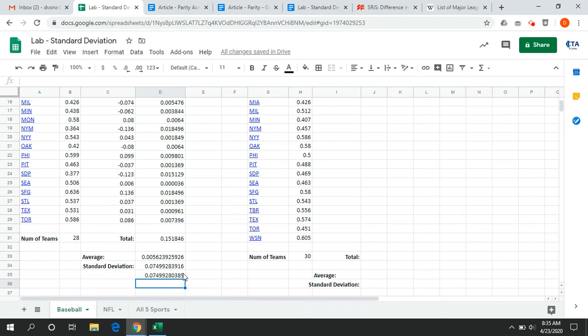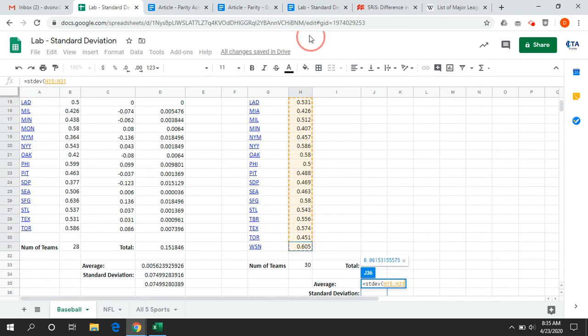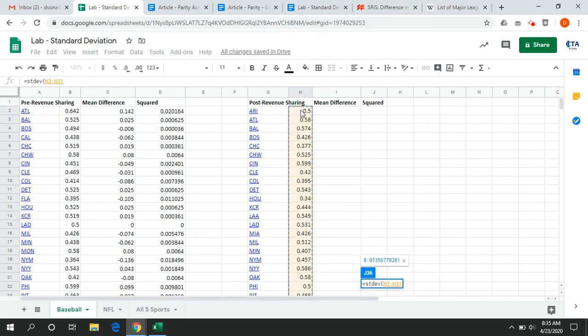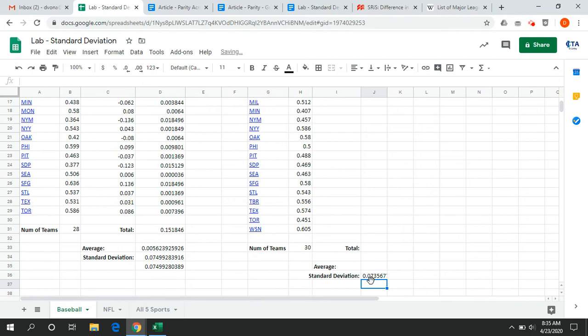So anyways, this is sort of a measurement of how spread out the league is. Right? So what I'm going to do is I'm going to do the same thing over here. And I'm not going to go through the whole long process again. I'm just going to use the formula, STDEV. I'm going to highlight this. And I'm going to see that I'm getting 2 different numbers here. All right.